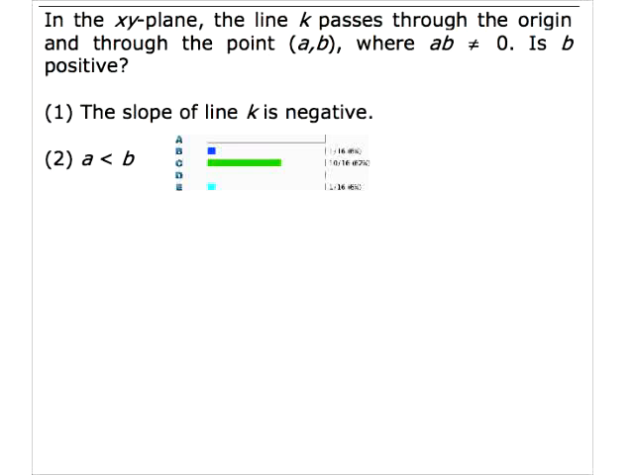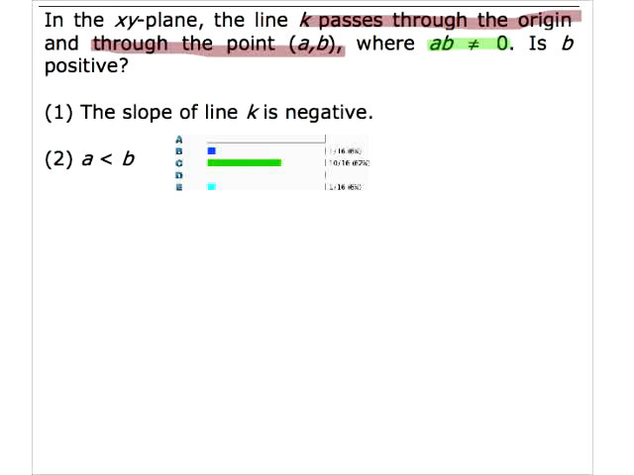Line K passes through the origin and through the point, arbitrary point (A, B). So go ahead and tell me in the text box, what's the significance of that green thing right there? AB is not equal to 0. So you can tell me what that signifies. Someone says either A or B equals 0. That's actually the exact opposite of what it signifies.